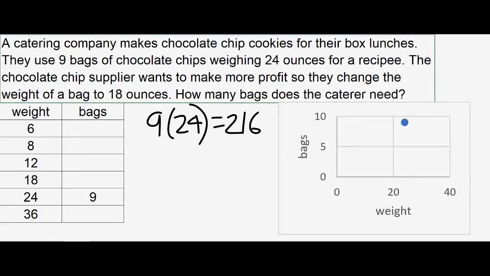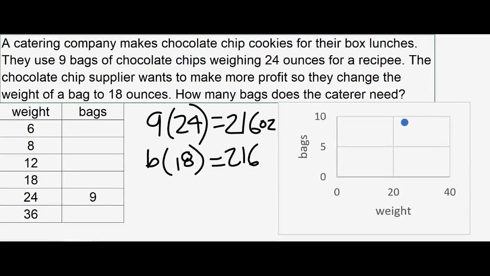216 ounces of chocolate chips for one recipe. It doesn't matter how many are in a bag. That's how many I need, 216. So if we go to 18 ounces, we're going to have the number of bags times 18 equals 216.